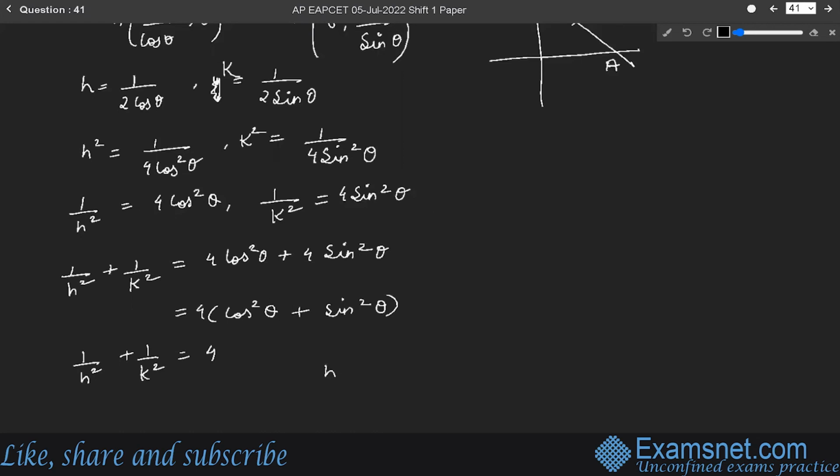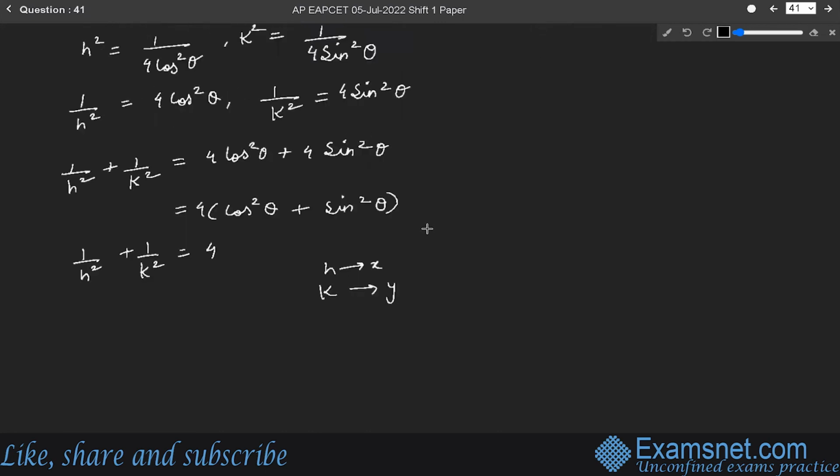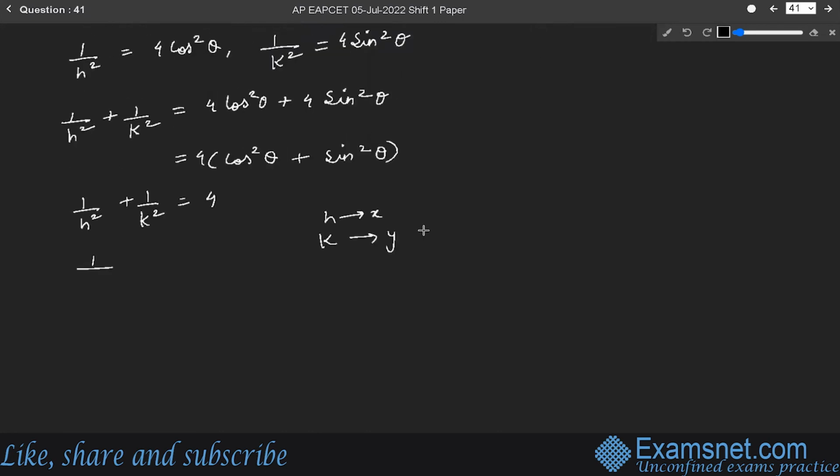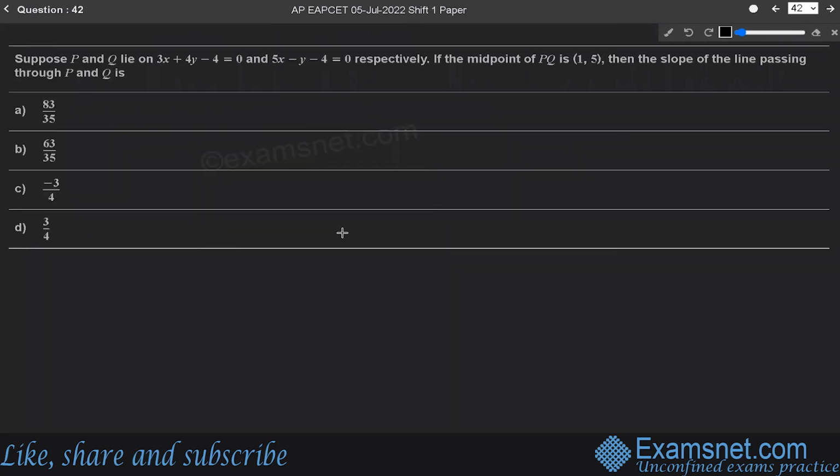Now we have to replace h by x and k by y. So the equation becomes 1 upon x square plus 1 upon y square is equal to 4. Next question is, suppose P and Q lie on 3x plus 4y minus 4 is equal to 0 and 5x minus y minus 4 is equal to 0 respectively. If the midpoint of PQ is (1, 5), then the slope of the line passing through P and Q is.